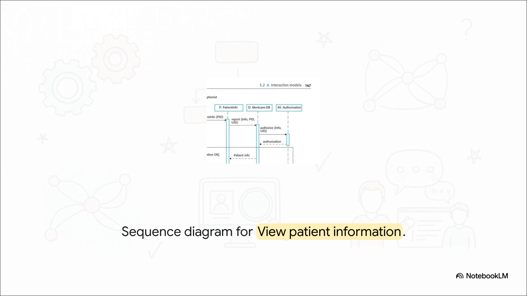The horizontal arrows passing between them, those represent the actual messages or method calls being passed from one object to another. And remember, this is vital. You must always read sequence diagrams from top to bottom because time flows downward.